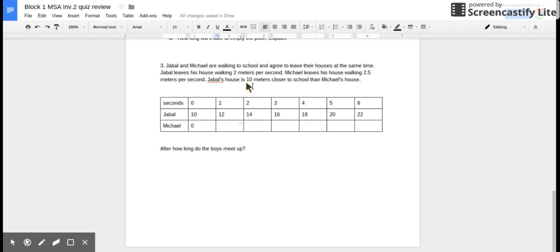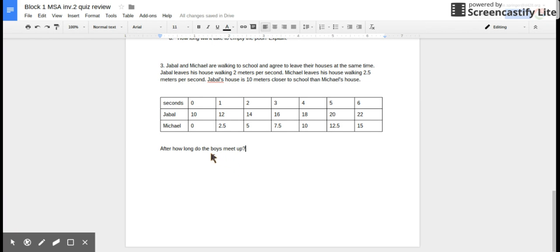Michael walks at a little bit of a faster speed if we read the statement above. Michael leaves his house walking 2.5 meters per second. So at 0 seconds, he's only at 0, but he increases by 2.5 meters every second. So 2.5 plus 0 is 2.5. If we add 2.5 to that, that's 5. Add 2.5, that's 7.5. Then 10, then 12.5, then 15.